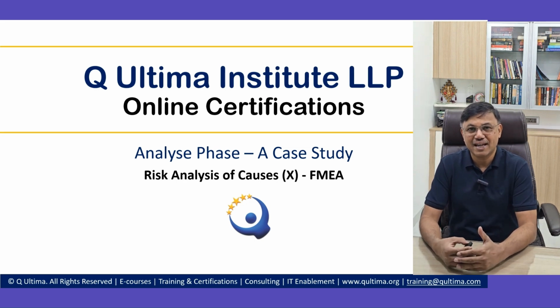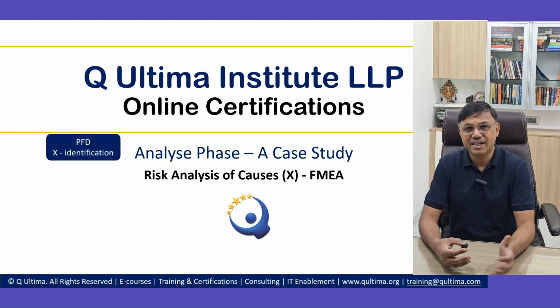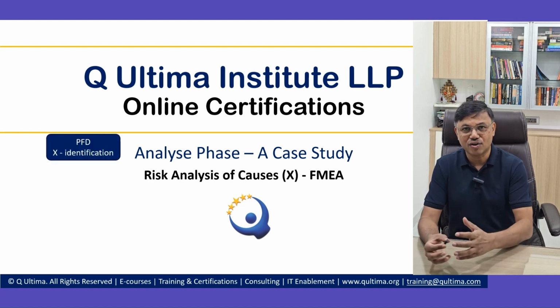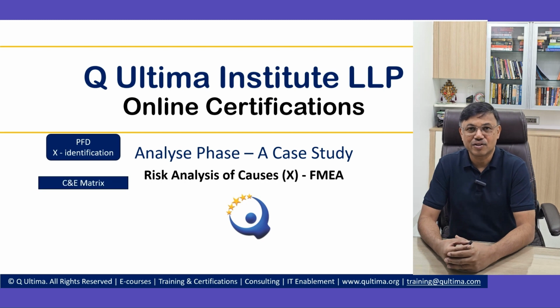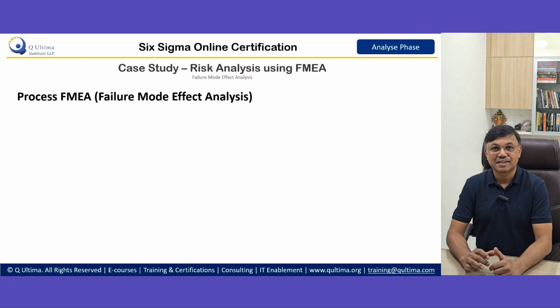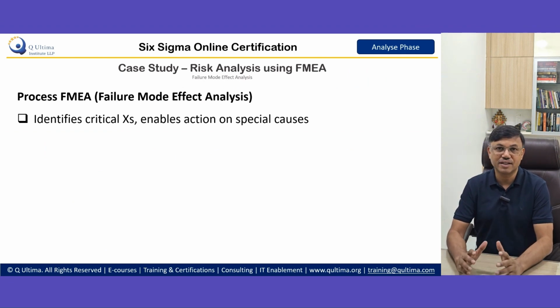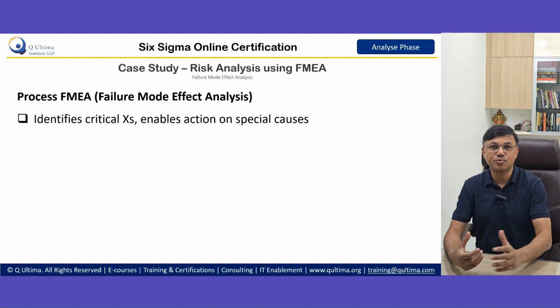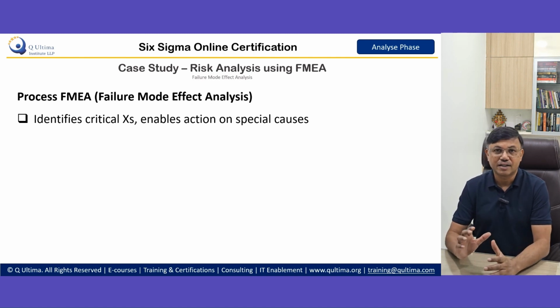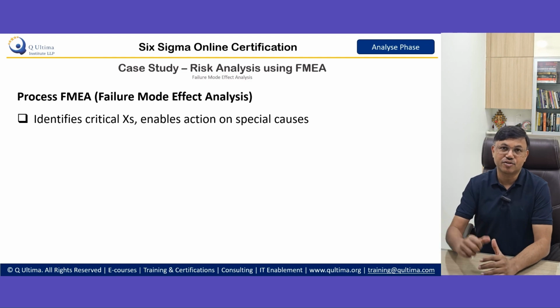FMEA is basically analysis of risks of the causes which we identified in the process flow diagram and then shortlisted in our cause and effect matrix. The basic purpose of FMEA is twofold. The first is it allows us to identify the causes which are causing major issues in X, also called spatial causes, and our ability to take actions on them.